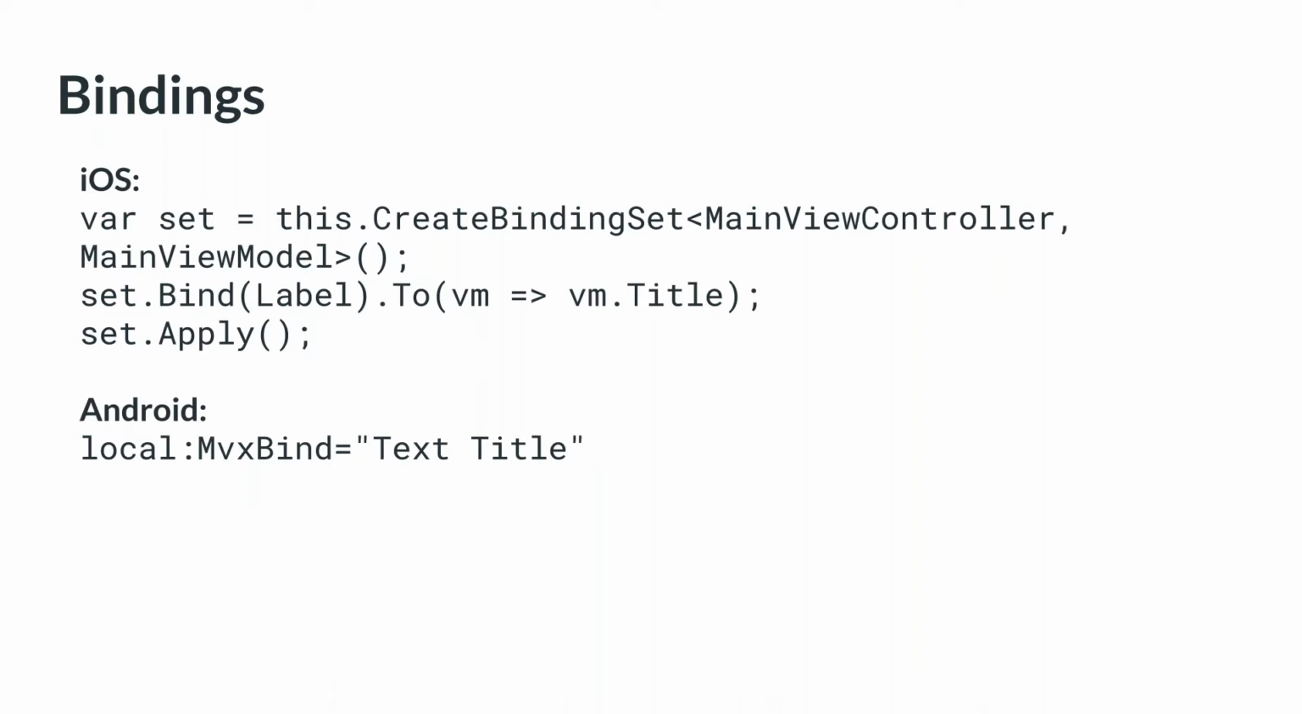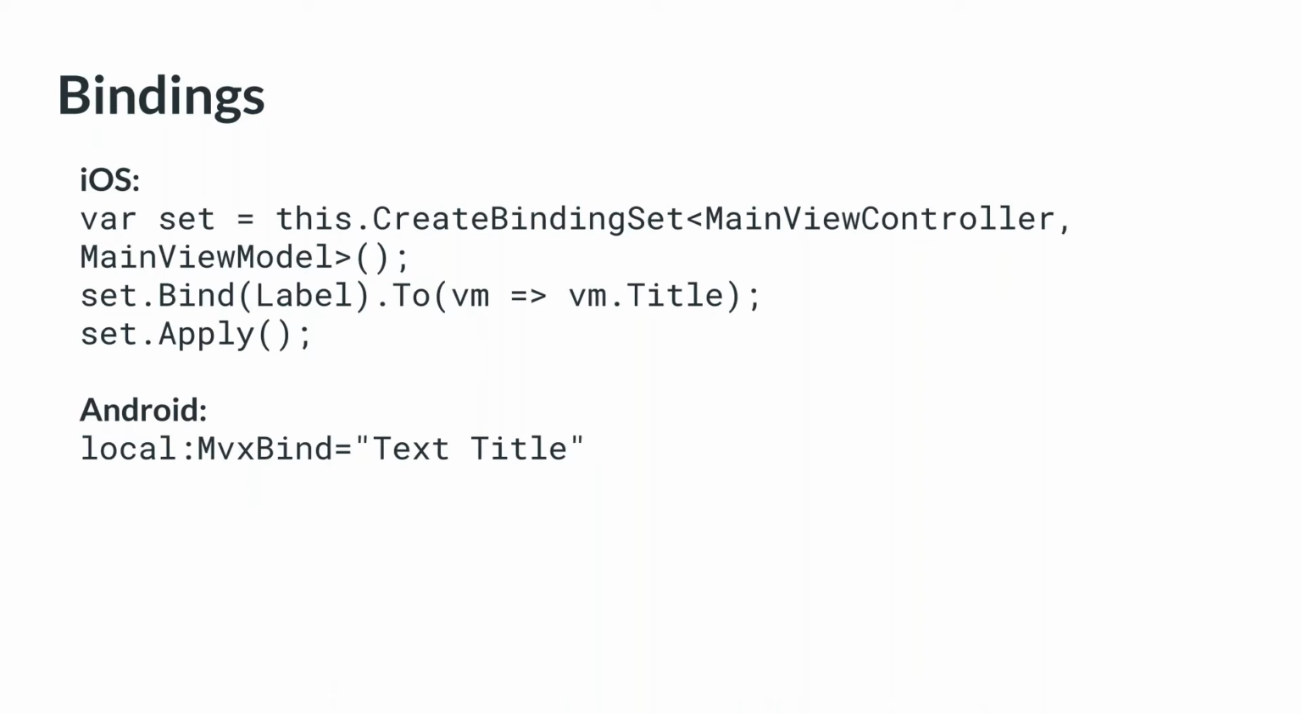On iOS, you need to create a binding set between your view controller and your view model. This is because the iOS designer doesn't allow you to inject custom code or custom bindings directly. So we need to couple, in this case, a label to a title. Here you see set.Bind, it binds the label to my view model that has a property called Title. And after I call set.Apply, this will create a two-way binding between those.